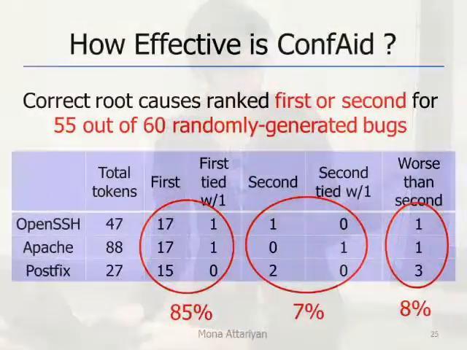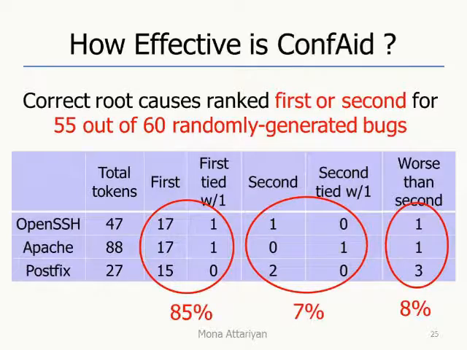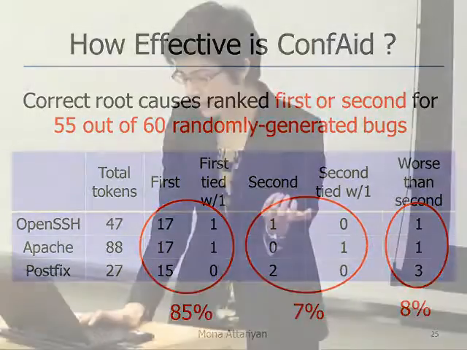It was very useful for us because we generated 60 bugs using it, and we didn't change any of our heuristics, as Stuart asked. We ran ConfAid again, and in 55 cases, ConfAid was able to rank the correct root cause first or second. So 85% were ranked first, 7% were ranked second, and there were 5 cases where we didn't rank well, worse than second. So 3 cases, yes, Ed.